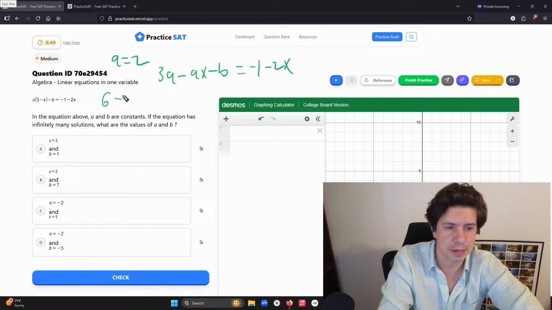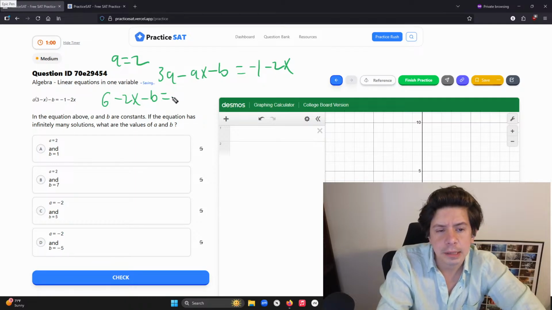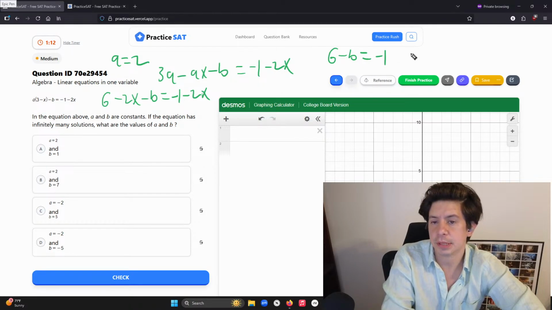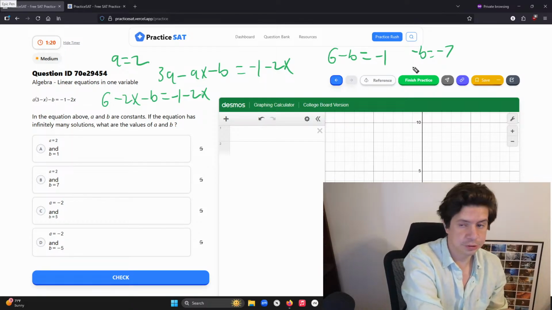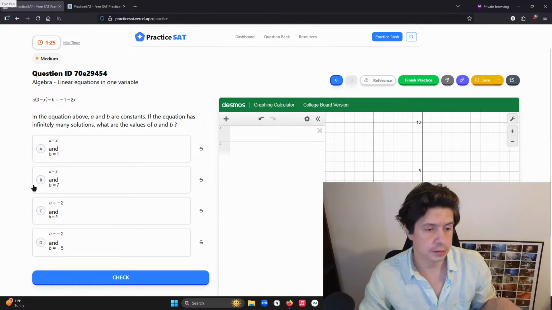We'll get 6 minus 2x minus b equals negative 1 minus 2x. Okay, so the 2x is canceled, so 6 minus b equals negative 1. So then negative b equals negative 7, b equals 7. So the answer should be B. A is 2 and b is 7. Let's see if I got that.